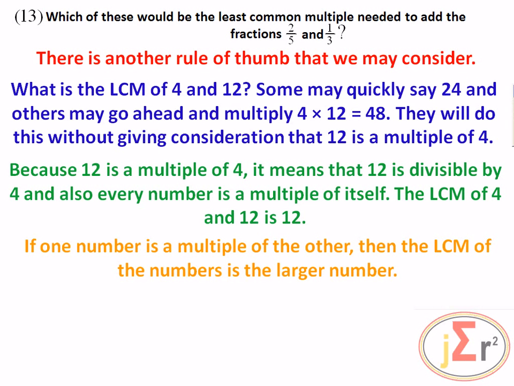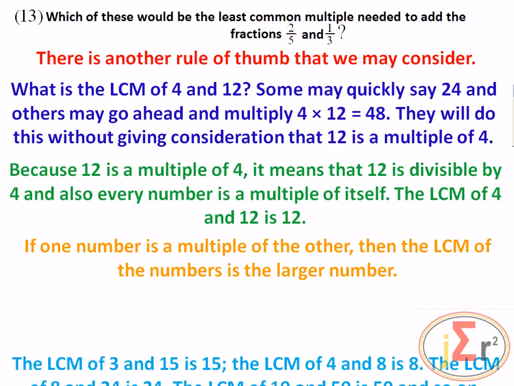So what is the LCM, Jerry, of, say, 28 and 7? What is the LCM of 28 and 7, Jerry? 28, because 28 is a multiple of 7. And every number is a multiple of itself. So 28 is a common multiple of 28 and 7. And it is the smallest such number. So 28 is the LCM of 7 and 28.